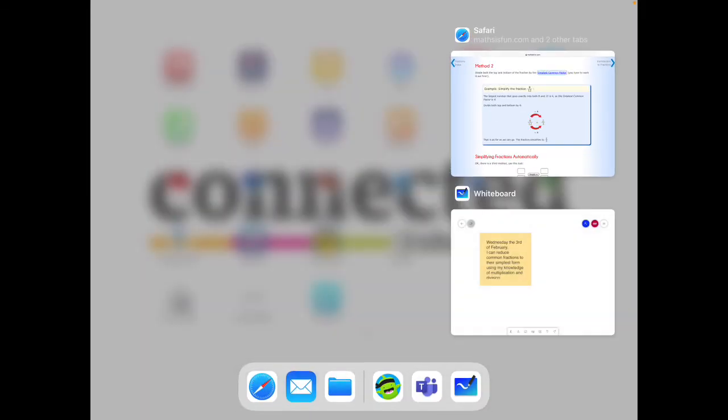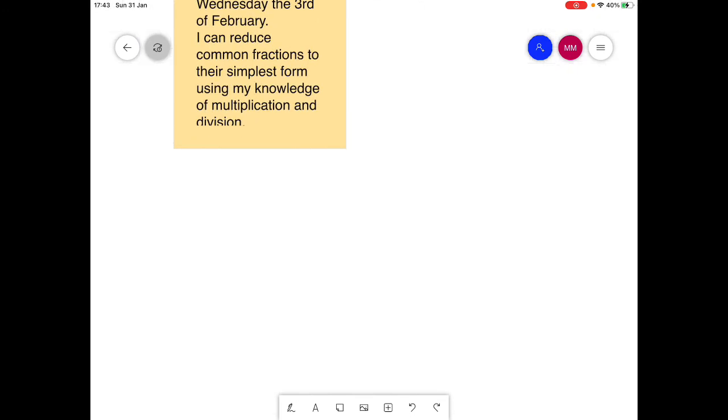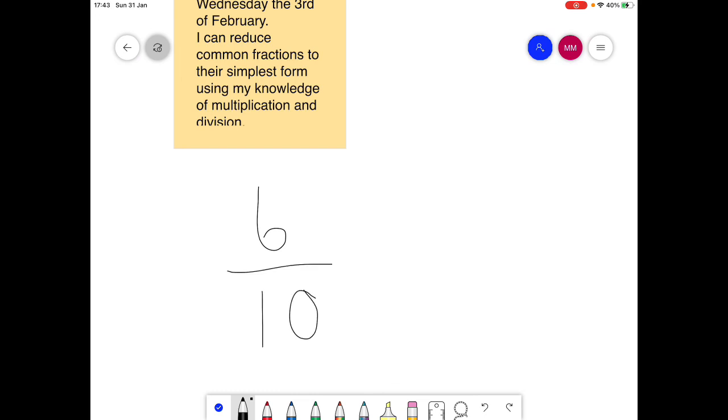So let's look at an example of this then. If I asked you to simplify 6/10, can you think what these are both divisible by? So what can I divide both these numbers by? So yes, they are both divisible by 2. Is there any other ones? Nope, you're right. So the highest common factor that these can both be divided by is 2.